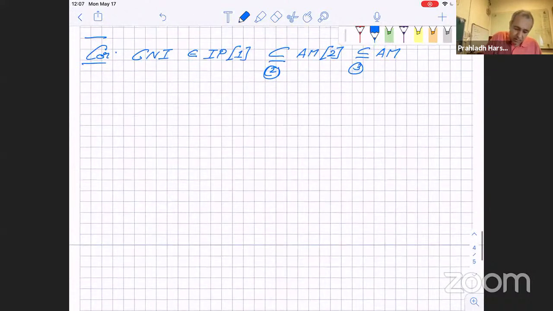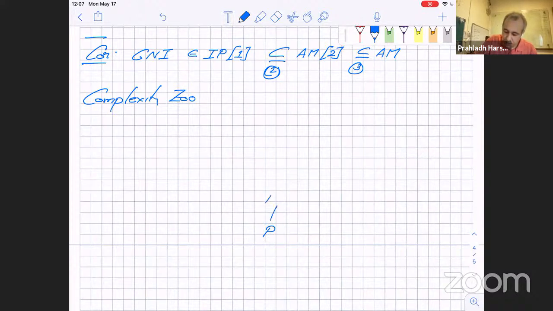So the complexity zoo. Let's draw the zoo. I'm going to put P at the bottom now. There's L and all of that below, but let's put P at the bottom. Just above P is BPP. Arrows are showing containment, and then you have NP over here, co-NP over here.